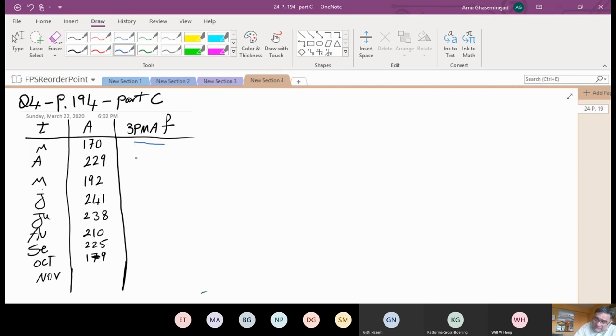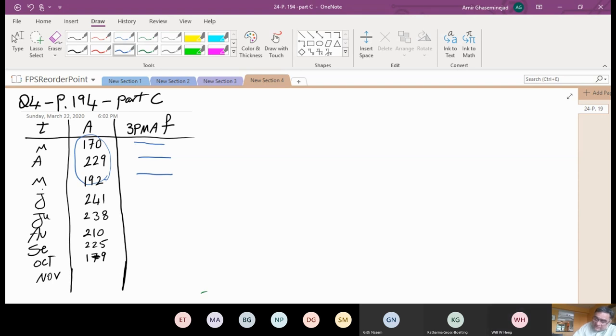Could I do any forecast for April? No. Could I have any forecast for May? No, because my forecast should rely on three past actuals. I wouldn't have any forecast. The first forecast that I could have would be based on these three numbers. At the end of May, I can forecast July. So the last day of May, I can forecast what will happen in July.